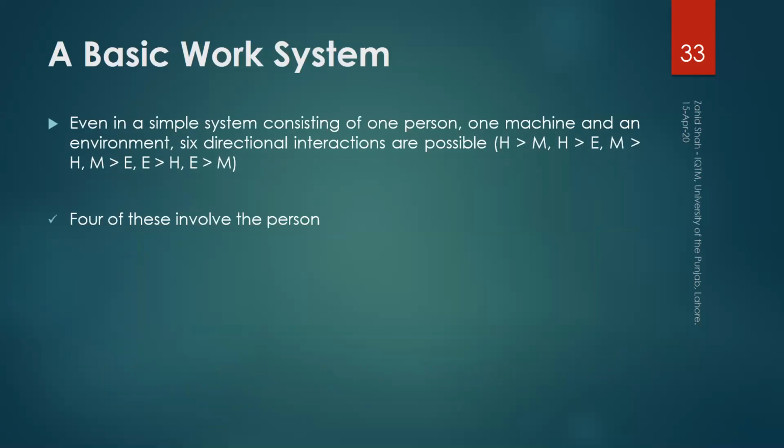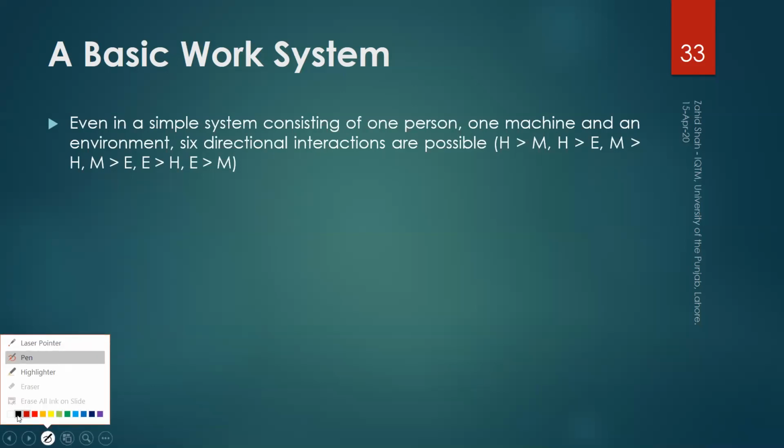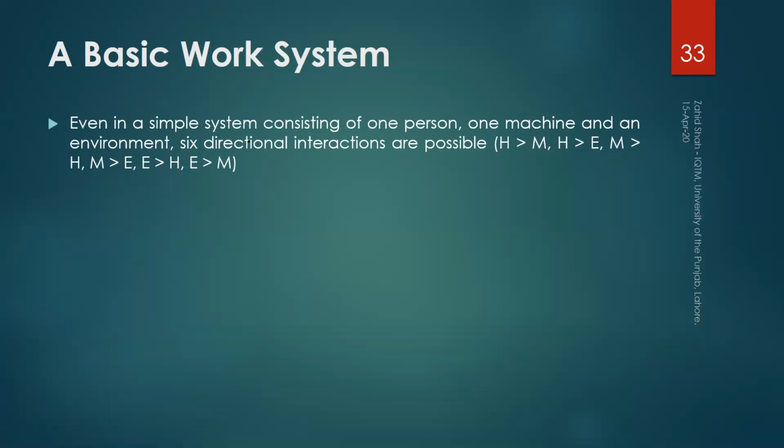As I asked you a question, so there are actually 6 combinations that are possible. In a simple system consisting of one person, one machine, and an environment, 6 directional interactions are possible. So humans can affect machines, humans can affect environment, machines can impact humans, machines can impact environment, environment can impact humans, and environment can impact machines. So if there is one machine and one person, and of course environment, there are 6 directional interactions possible.